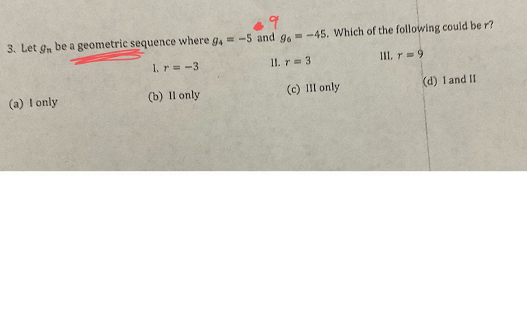So if I multiplied by 9 to get from G sub 4 to G sub 6, what would I have to do to get to G sub 5, which is between them? It could be -3, right? What's -5 times -3? And then what's 15 times -3? So -3 works. Would 3 work? What's -5 times 3? -15. What's -15 times 3? Negative 45.